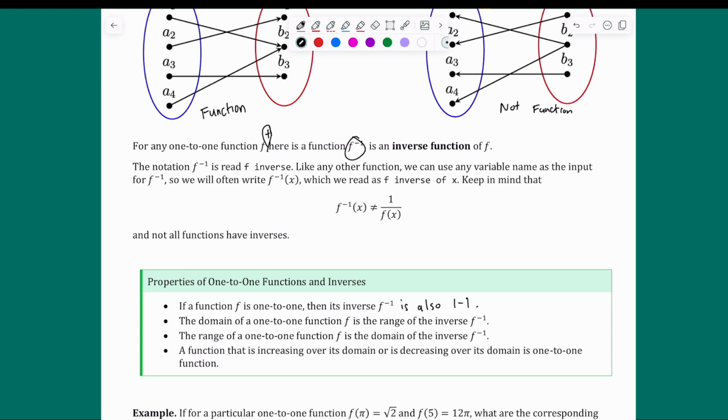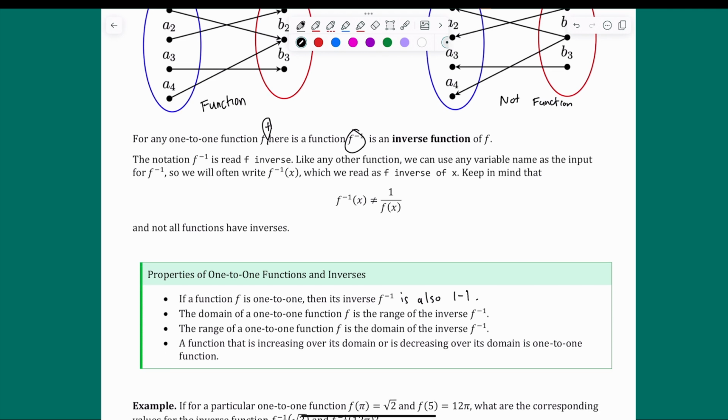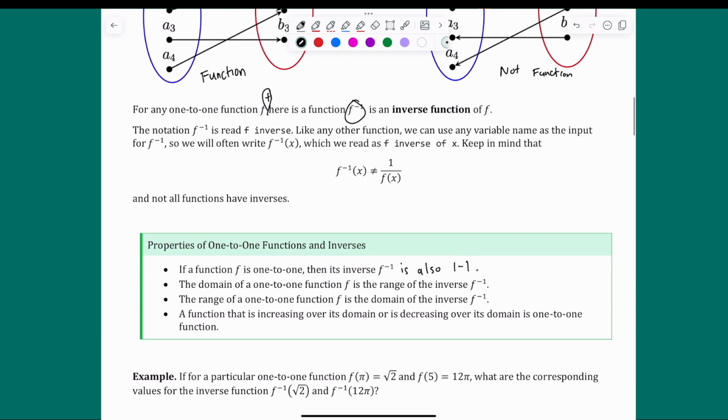The domain of a one-to-one function f is the range of the inverse. In other words, the domain is the range of the f inverse function. The range of a one-to-one function f is the domain of the inverse. So domain and range get swapped. A function that is increasing over its domain or decreasing over its domain is a one-to-one function. Okay, so we will use some of those properties.